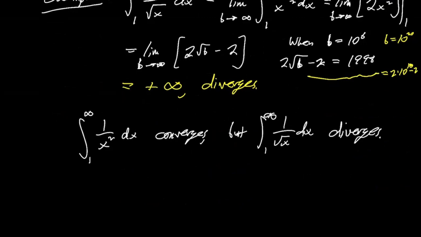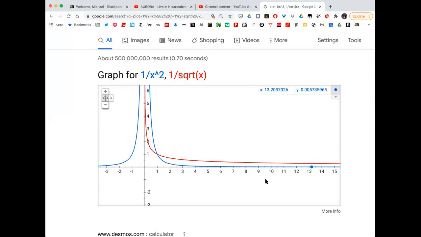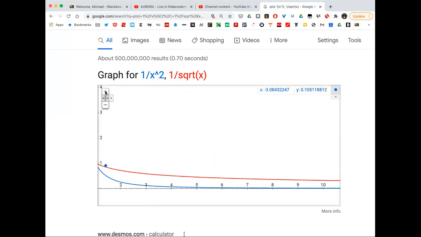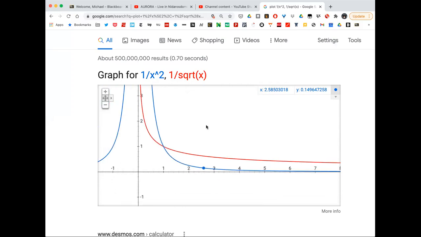Okay, and actually, if you look at the graphs of these two functions, you might start to get a sense. Let me show you. Hopefully you see this here. The blue graph is the graph of 1 over x squared. The red graph is the graph of 1 over x. If you zoom way out, they kind of look like the same shape, right? But as you zoom in, see what happens.